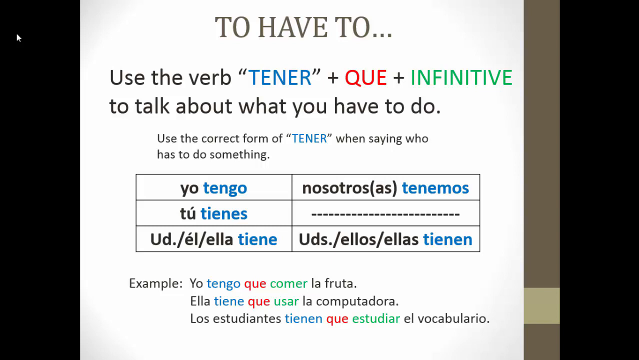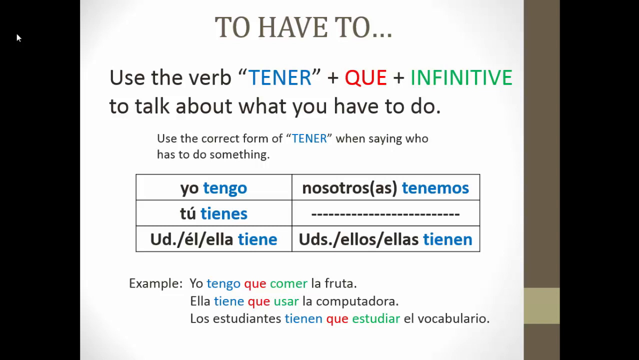Yo tengo que comer la fruta. Notice that yo is the subject, therefore I am the one who has to do that action. Plus the word que following tener, plus an infinitive or a verb to say what it is I have to do. So yo tengo que comer la fruta means I have to eat the fruit.